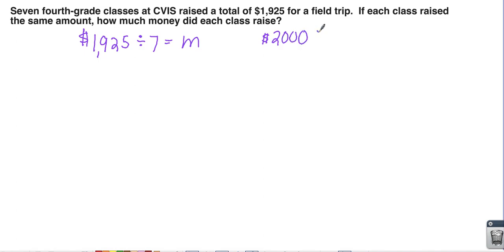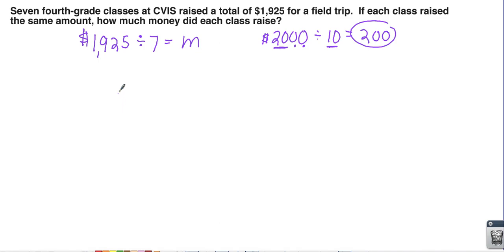7, maybe I'll round it up to 10. 2,000 divided by 10. Well, think, what is 20 divided by 10? 20 divided by 10 is 2. I have 2 zeros here. No zeros left over here, so I'm going to add those 2. My answer is about $200 for each class.